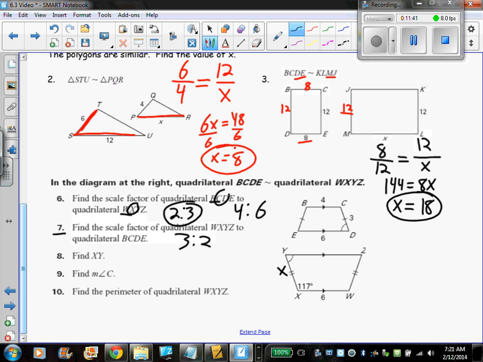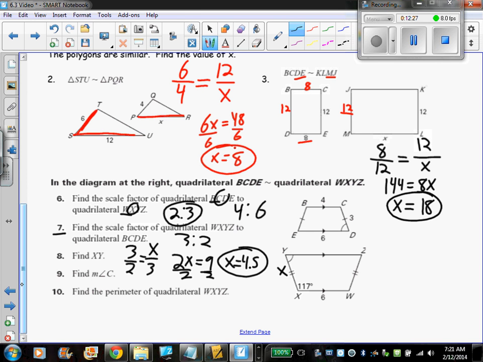Let's use the scale factor that we found from number 7 and use 3 over 2. Well, remember, that means that we're putting the WXYZ value on top. So 3 over 2 is going to equal x over the value it matches up with, which in this case, CD, is 3. So we get 2 equals 9x. Sorry, that is not correct. Using cross multiplication properly, we get 2x equals 9. Divide both sides by 2, and we get x equals 4.5. So that's the length of XY.